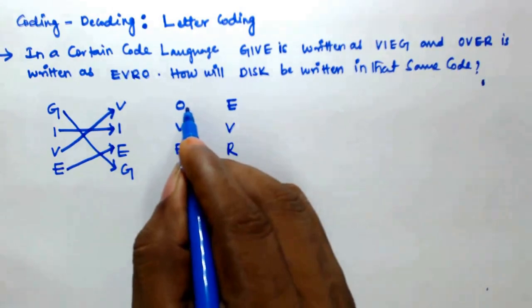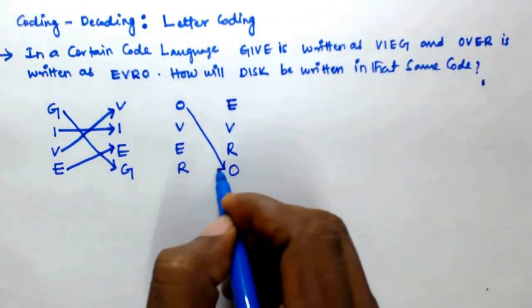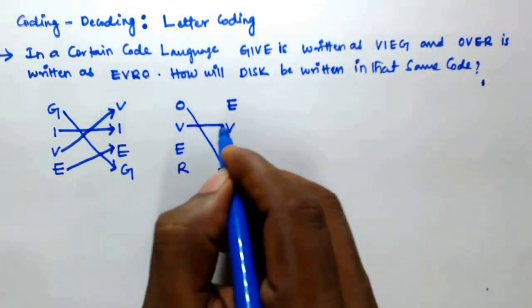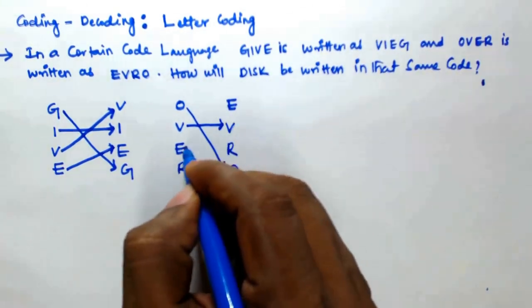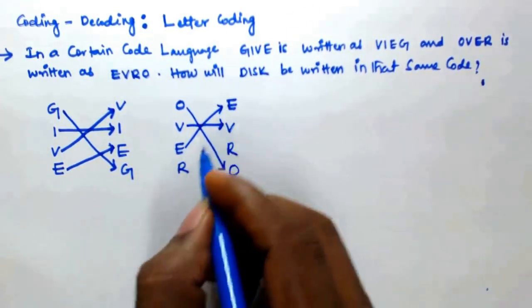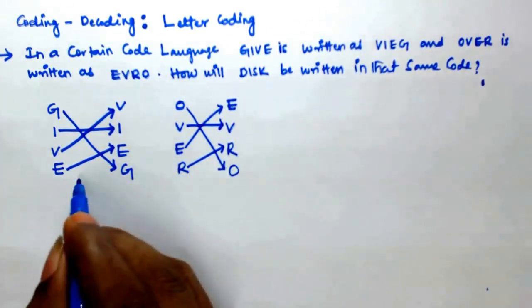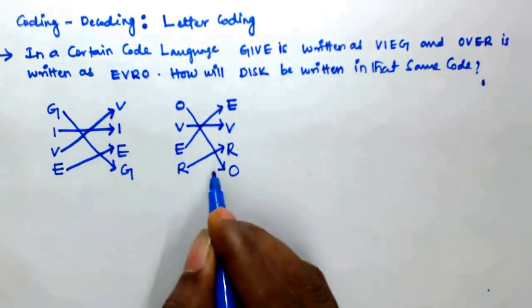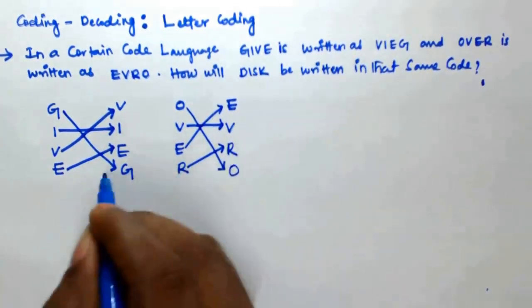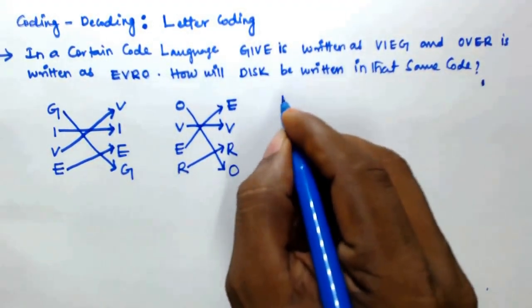So if you see this one, the first one is moved to the fourth position, and the second one is in the second position, and the third one is moved to the first position, and the fourth one is moved to the second position. So if you observe, these two are both following the same pattern. So we have to follow the same pattern for DISK also.